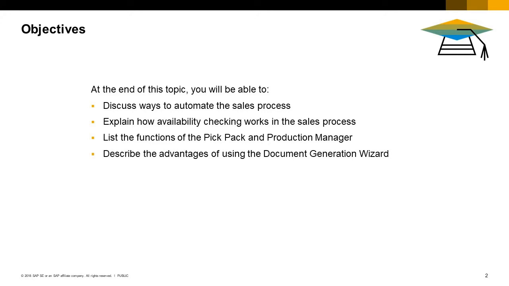In this topic, we discuss ways to automate the sales process, especially in how we interact with warehouse management. We see how automatic availability checking works in the sales process. We will also look at the functions provided by the pick, pack, and production manager and how they are integrated into the sales process. We discuss the advantage of using the document generation wizard.